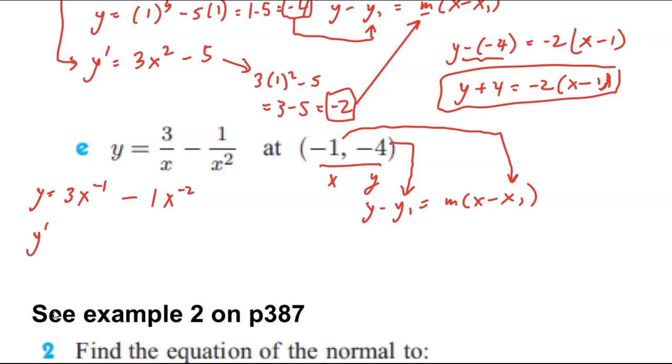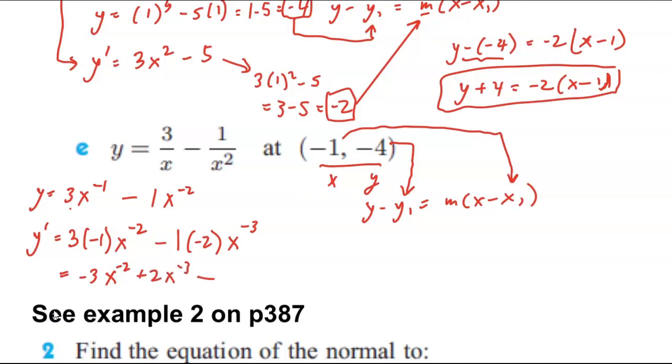Now that we've rewritten it, let's do the power rule. Coefficients just stay. The exponents come down and get lowered by 1. Coefficients stay, exponents come down, and the exponent gets lowered by 1. Okay, so here is our derivative function. If we want, we can simplify it a little bit.